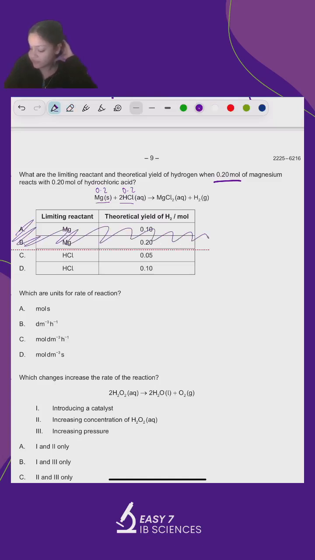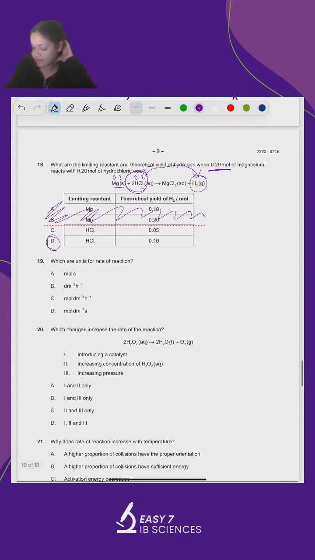Then it's asking for the theoretical yield of hydrogen. The ratio of hydrogen to my HCl, because I'm using my limiting reactant to calculate the theoretical yield, is 2 to 1. So I have to halve the number of HCl that I have. Therefore, the answer is going to be D. So perfect. You guys have got this. You got D, which is perfect.